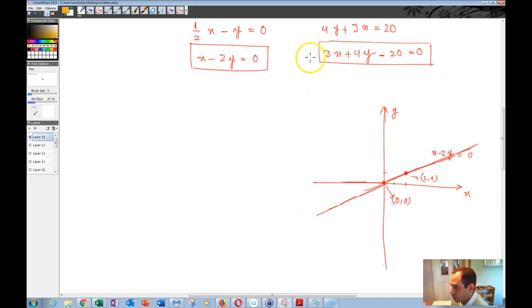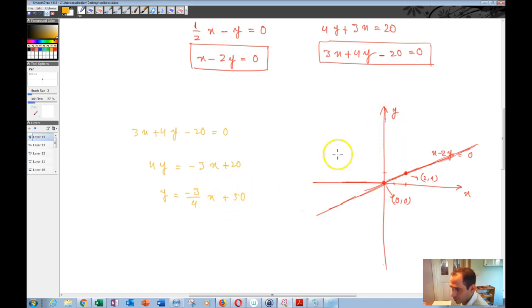Now, the other line over here, 3x plus 4y minus 20 is equal to 0. You can write it as 4y is equal to minus 3x plus 20. And then you could write this as y is equal to negative 3/4 x plus 5. And then you would have essentially some line over here.